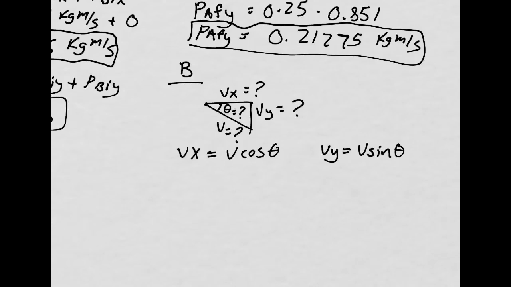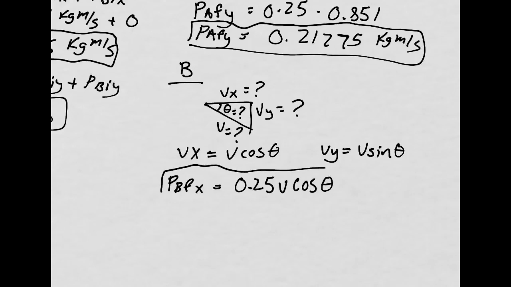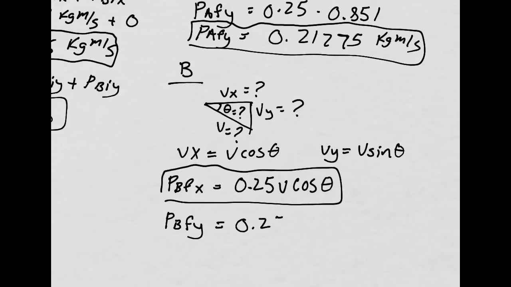V and theta are both unknowns, so we're allowing it to be positive or negative. In our problem, we drew Vx to be positive and Vy to be negative. So we should be looking for those signs at the end to make sure we did the problem right, or we have to think about it. So, P B final x is equal to 0.25 V cosine of theta. And PB final y is equal to 0.25 V sine of theta.